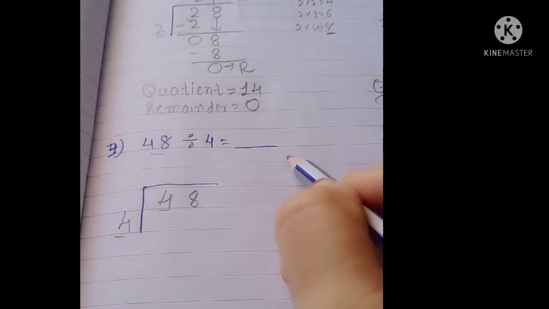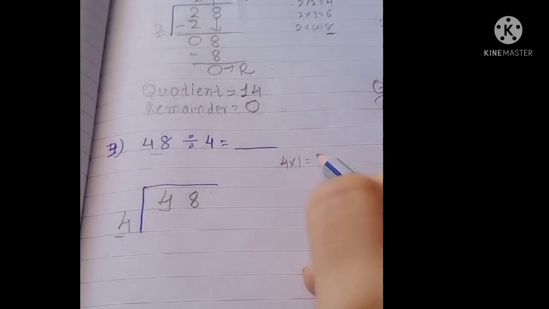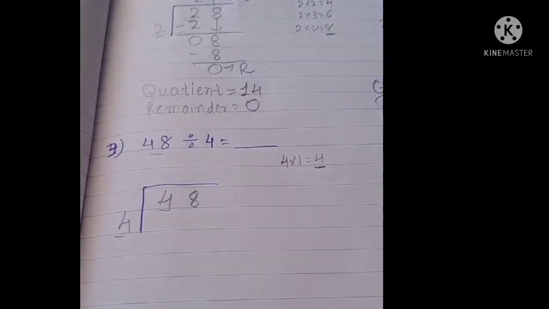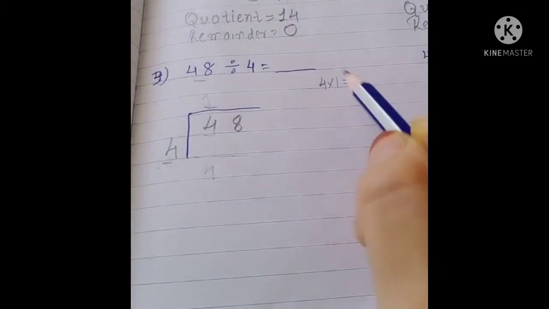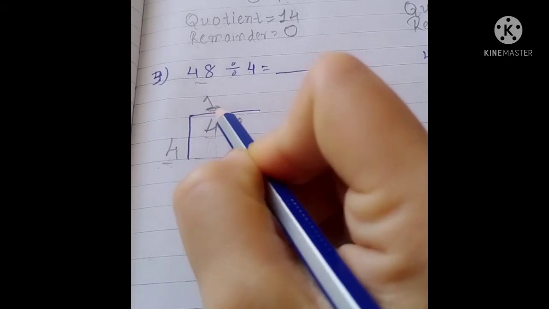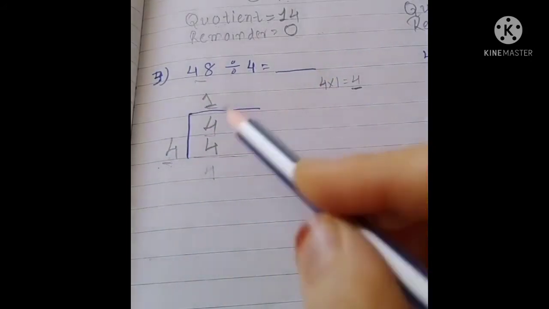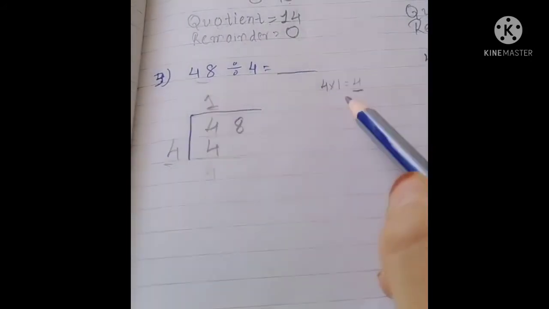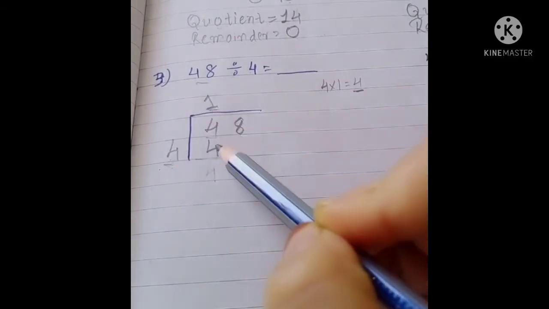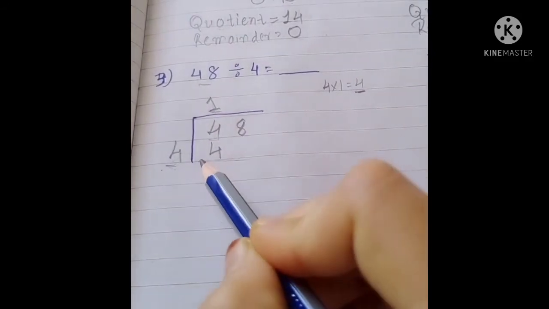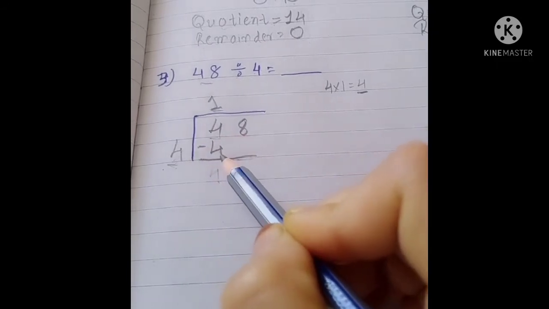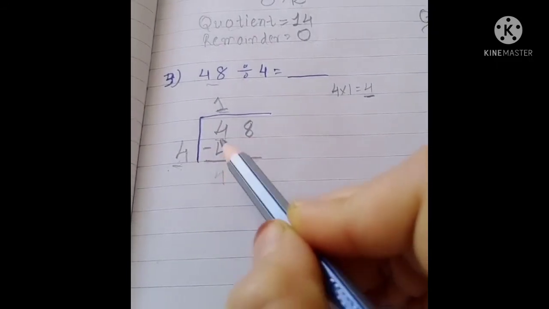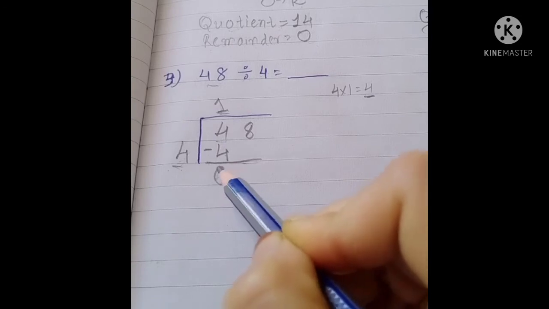So we have to speak the table of 4. So 4 ones are 4. So like this way students, you have to write out. See how I have written, 4 ones are 4. Now students, then we have to do the subtraction, means 4 minus 4. So 4 minus 4, what answer do we get students?